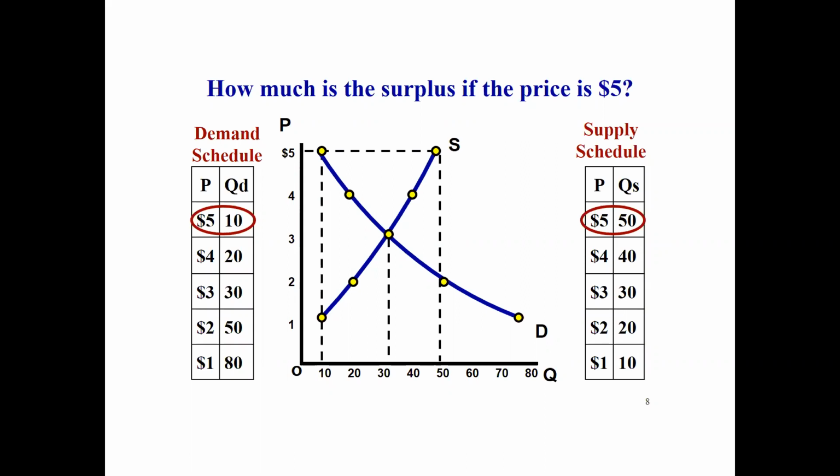Okay. I'm going to count to 3. Type in how much the surplus is. 1, 2, 3. Go. What do we got? I've got some 40s. Okay. All right. We're supplying 50 shirts. People only want 10. Surplus is 40. Okay. Good job.